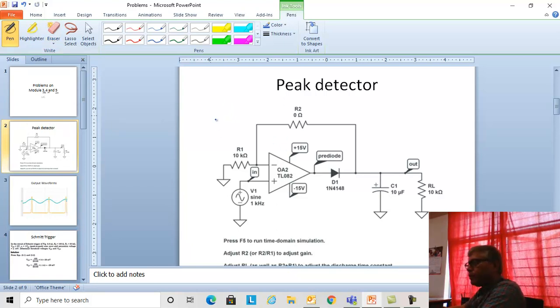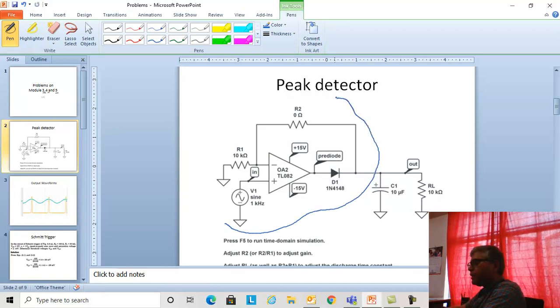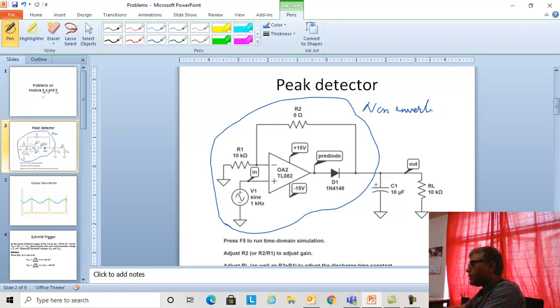Okay, so you can see here in a peak detector, first of all you need to identify what configuration this op-amp is working in. Looking at this, just take only the op-amp itself, what configuration is it, you can tell me. So we know that this one is nothing but a non-inverting amplifier, non-inverting amp.